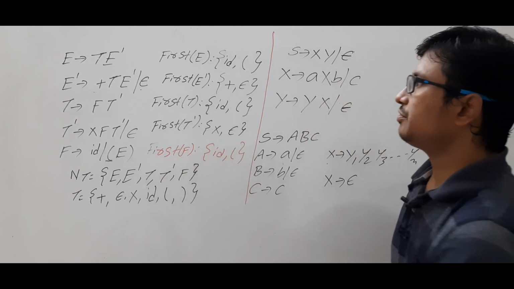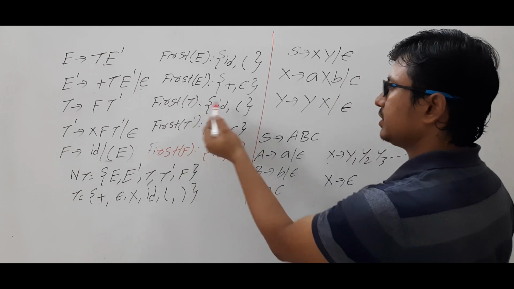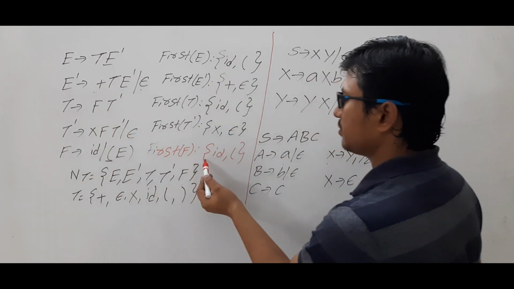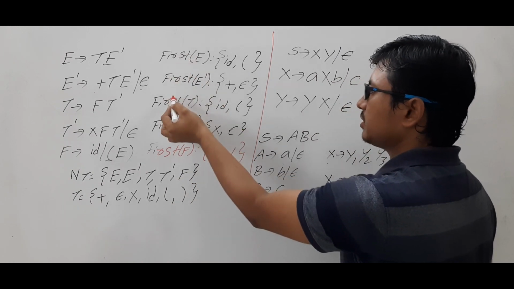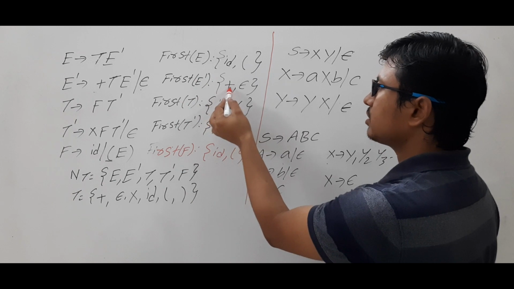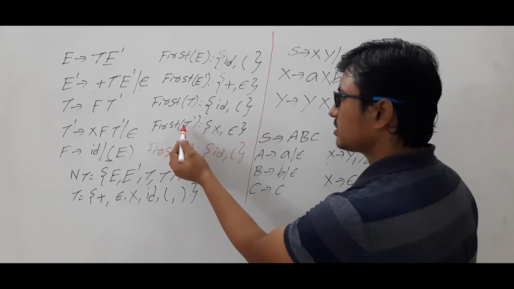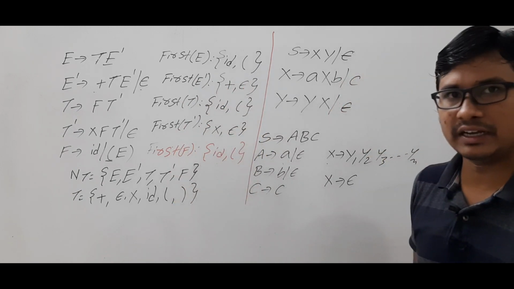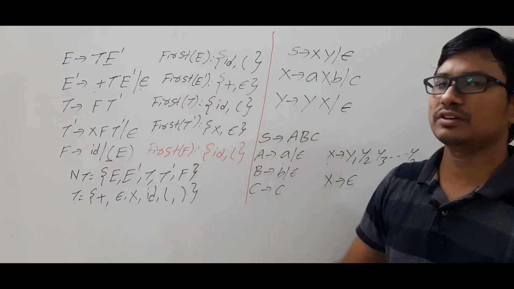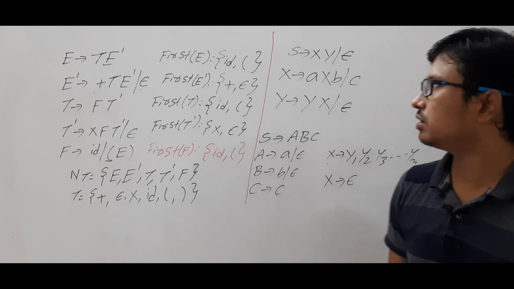Look at it. First of E is first of T. First of T is first of F, which is ID. So first of E, first of T and first of F are the same. First of E dash we got plus and epsilon. First of T dash is multiplication and epsilon. So this is the way we have to compute the first of all the terminals and the non-terminals.